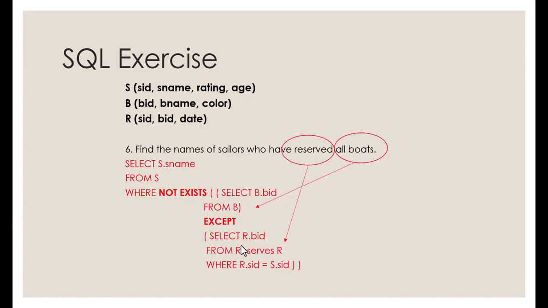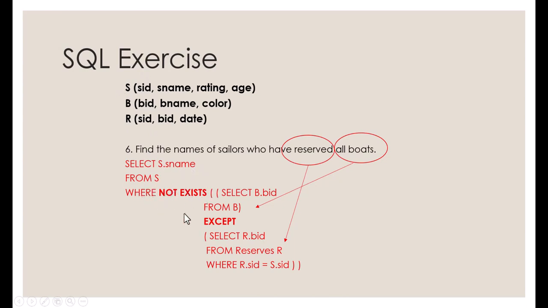Okay, so let's go over it. Whenever you see the keyword "all", it's going to be a combination of not exists, a subquery, except, a subquery. So find the names of sailors. We're looking for the sailor's name, which is going to be in the S table. So select S.sname from this table, which is S, where not exists.